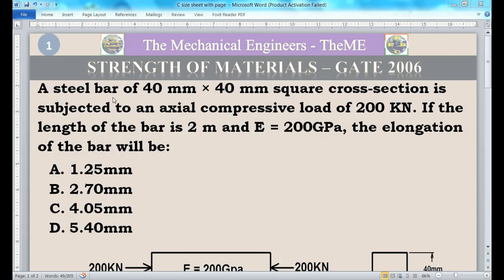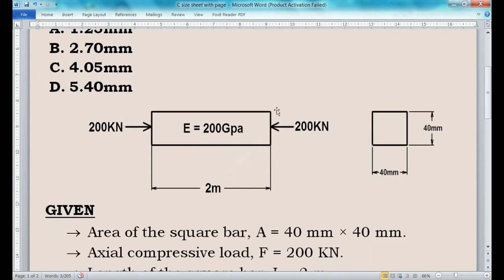Now I will analyze the question. There is a steel bar and the cross section of the steel bar is square. In simple words, there is a square steel bar. You can see here the picture of the square steel bar. The length of the steel bar is 2 meter. The Young's modulus of the steel bar is 200 gigapascal, and the cross section area of the square steel bar is 40 mm into 40 mm.